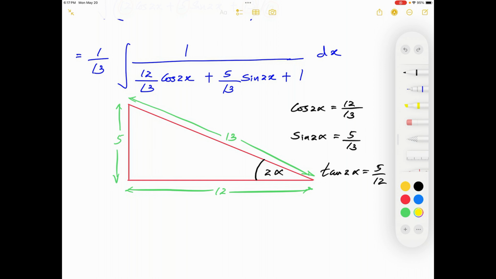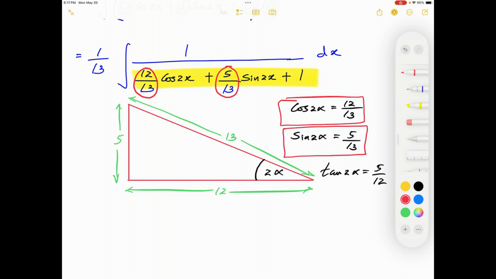Next, I'm going to look at the denominator of the integral. The first term is a 12 over 13 term. That 12 over 13 will be replaced by cosine 2 alpha. Right here I have a 5 over 13 term. That term will be replaced by sine 2 alpha. And I will not forget to write down this plus 1 also when I write down the terms of the denominator.